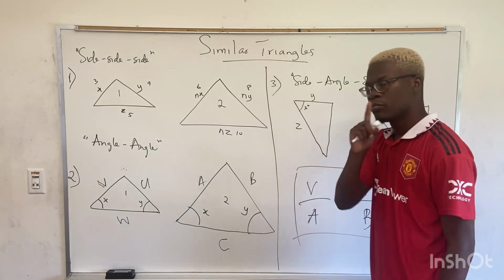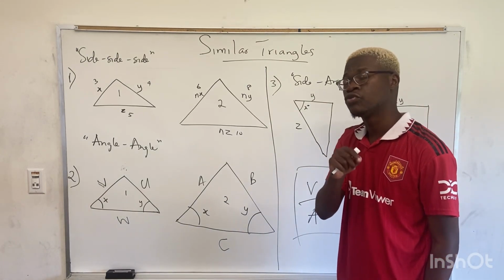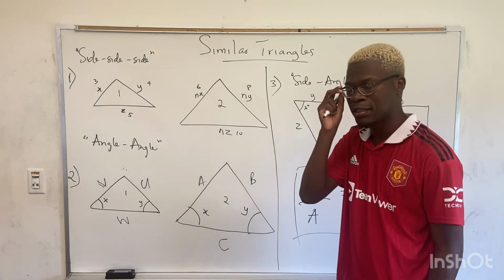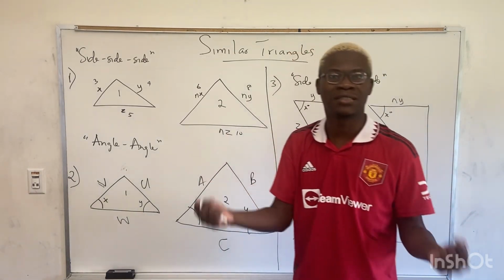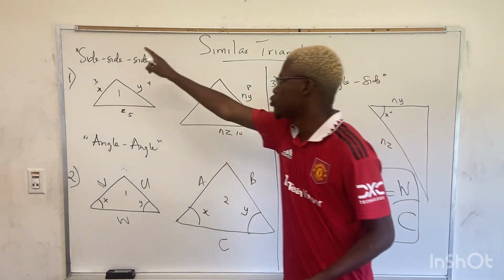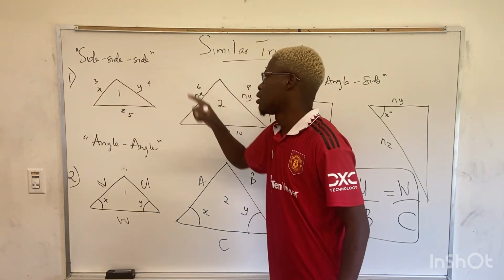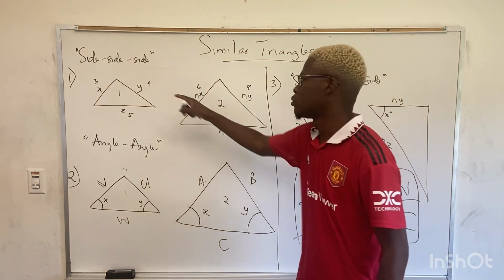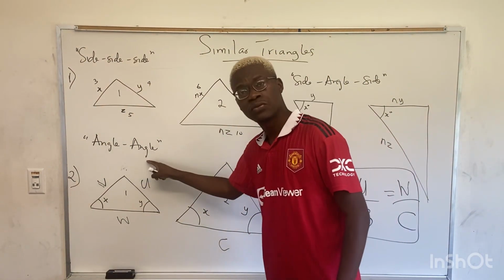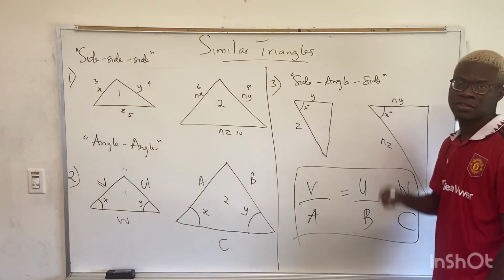All right. But the main thing you need to know is that you have to identify whether the triangles are similar or not. So you check whether the sides are similar, or the angles, or the side, angle, side.